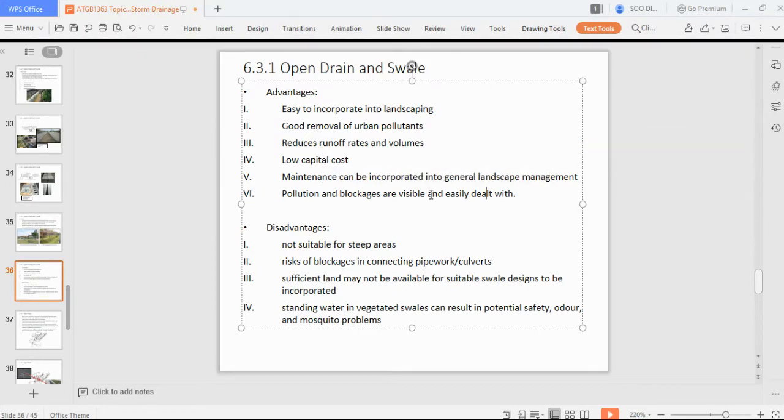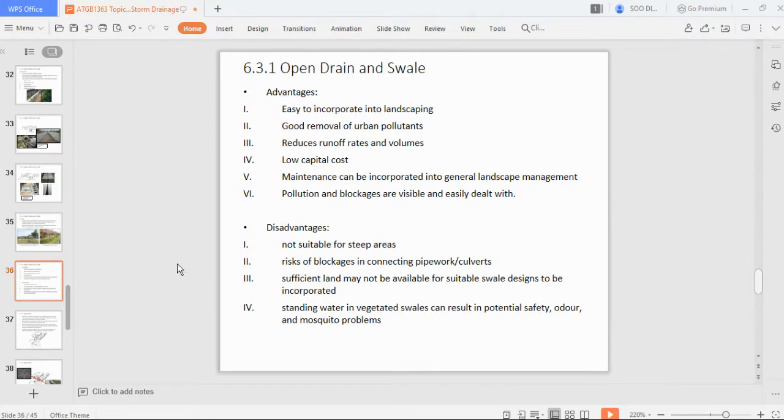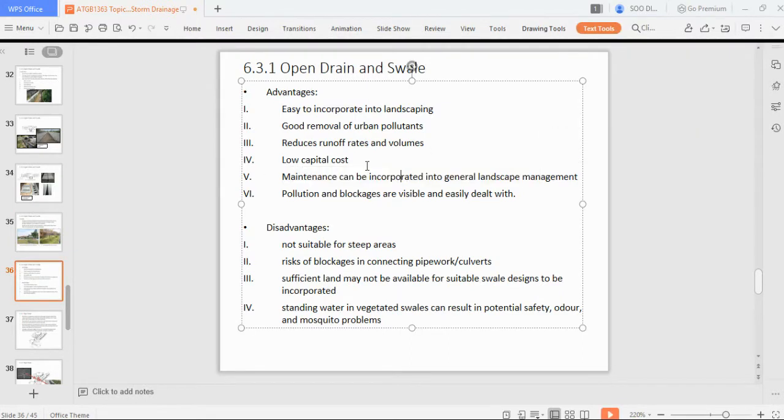So in Malaysia, it doesn't really work because we are more profit orientated. And if we can, we want to reduce maintenance fees as much as possible. So a swale is not really recommended because we do not have the budget to maintain it. But it's still in here, so if the question comes out, you can always use all of this in your answer.